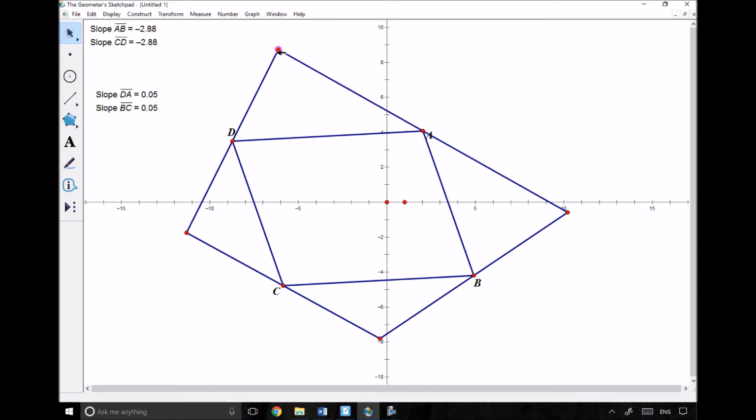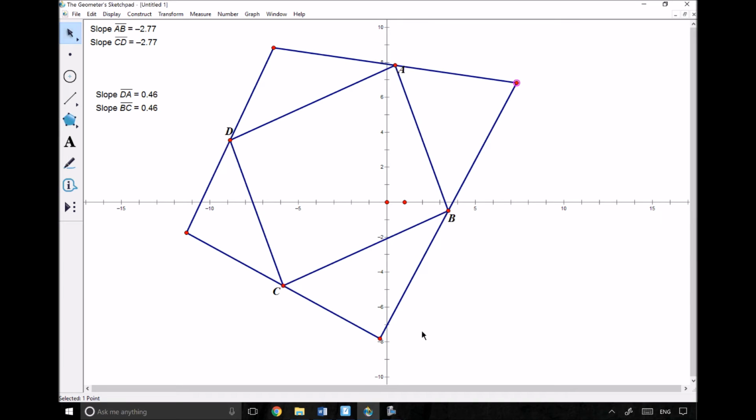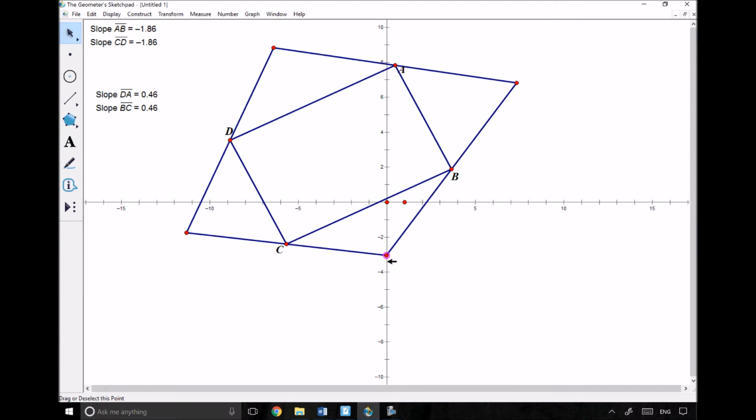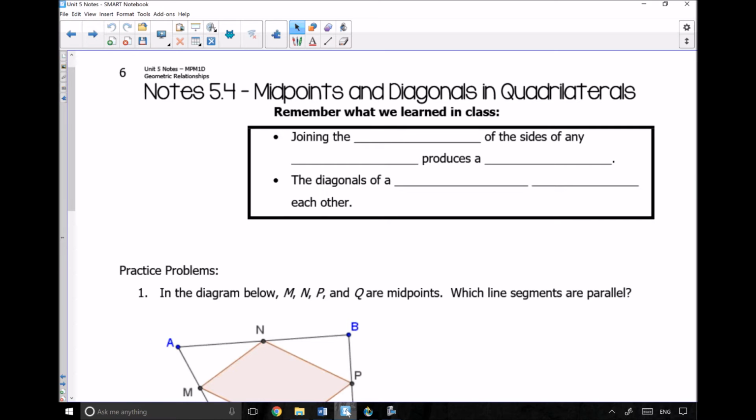And it doesn't matter what I do to my quadrilateral, where I move the vertices, the slopes change, but the opposite sides always have the same slopes as each other. So I can conclude, and let's write this out here, that if I were to join the midpoints of the sides of any quadrilateral, it doesn't matter what kind of quadrilateral I have, it would always produce a parallelogram.